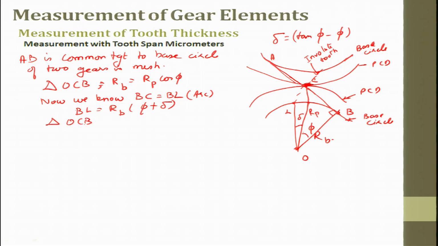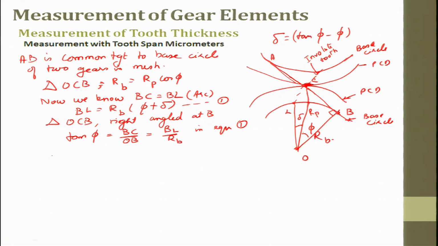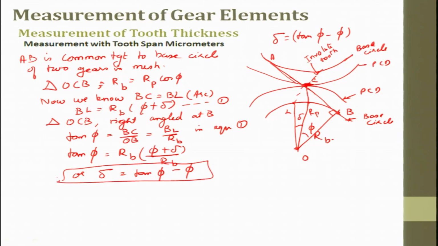So, from the triangle OCB, right angled at B, we have tan phi is equal to BC by OB, which is nothing but BL by RB. So, now when you put it back into equation 1, we get tan phi equal to RB into phi plus delta by RB, and this can be written as del equal to tan phi minus phi. Okay. This is the relationship which is given, and what is phi? Phi, we know, is the pressure angle in a gear. Okay. So, thank you.